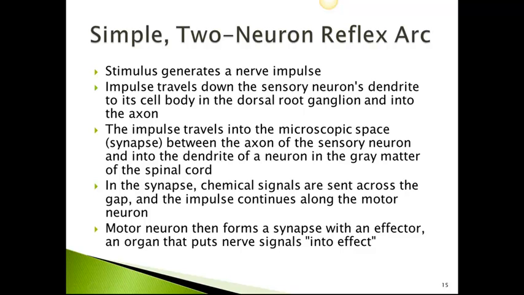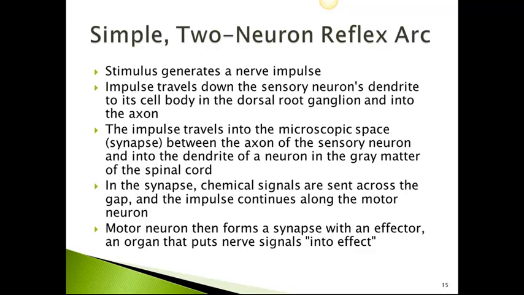So a simple two-neuron reflex arc, in summary: a stimulus generates a nerve impulse. The impulse travels down the sensory neuron's dendrite to its cell body in the dorsal root ganglion and into the axon. The impulse travels into a microscopic space called the synapse between the axon of the sensory neuron and into the dendrite of the neuron in the gray matter of the spinal cord.